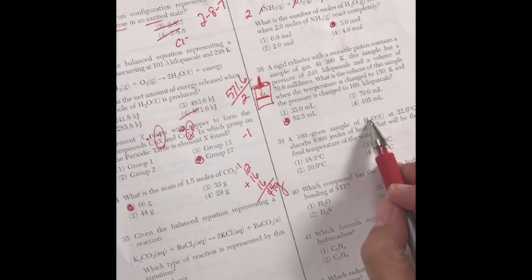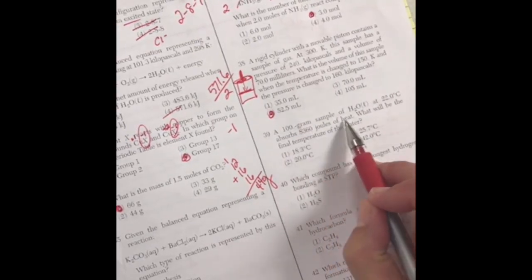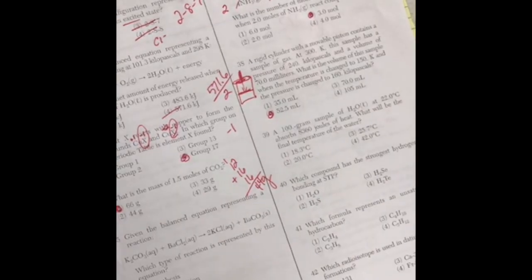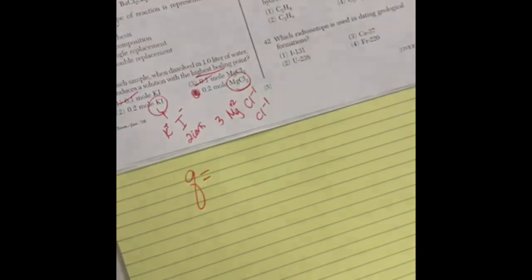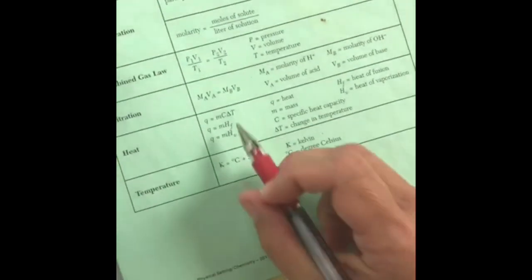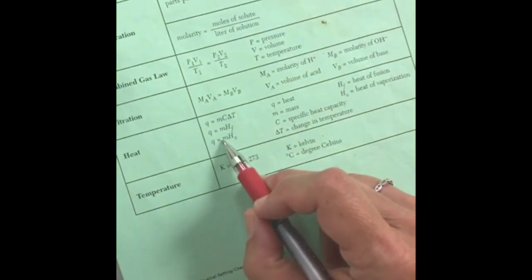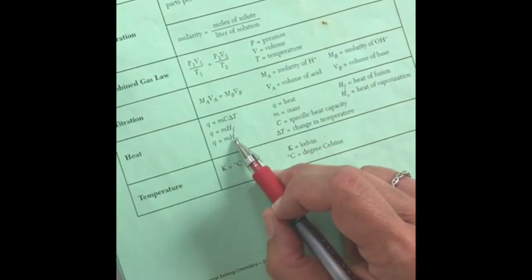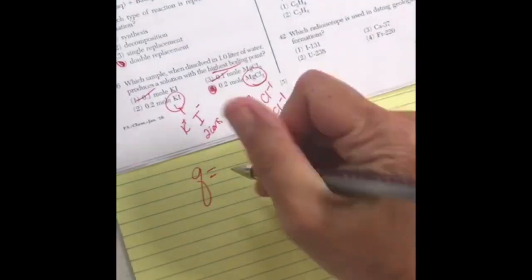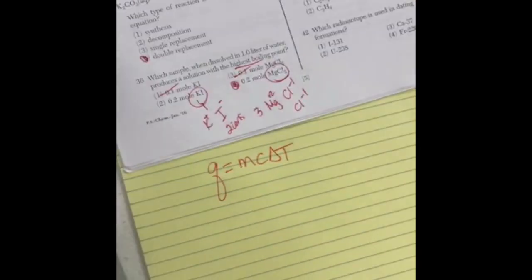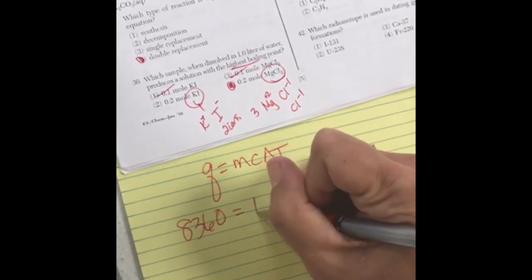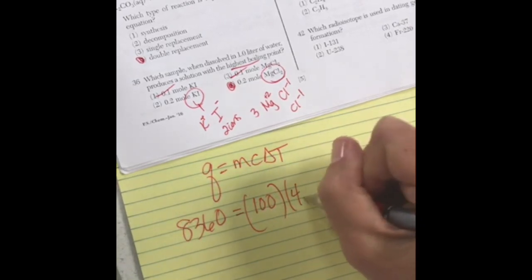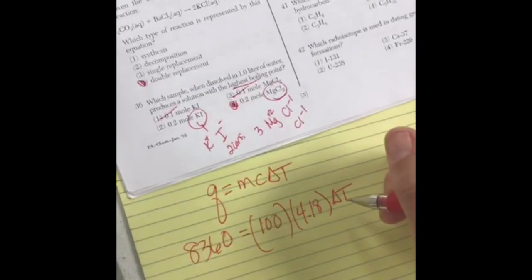A 100-gram sample of water at 22 degrees absorbs 8360 joules of heat. What will be the final temperature of the water? So this is another math problem, so I'm going to go to my yellow paper again. This is going to be a Q problem because I'm talking about heat, and it asks me what the final temperature is. Here are my choices for my heat formulas: MC delta T, MHF, MHV. Well, I'm not freezing, melting, or vaporizing. I'm changing the temperature, so I want the MC delta T one. It tells me the heat is 8360, so that's my Q. My mass is 100 grams. The specific heat of water is 4.18. So I'm going to solve for delta T.